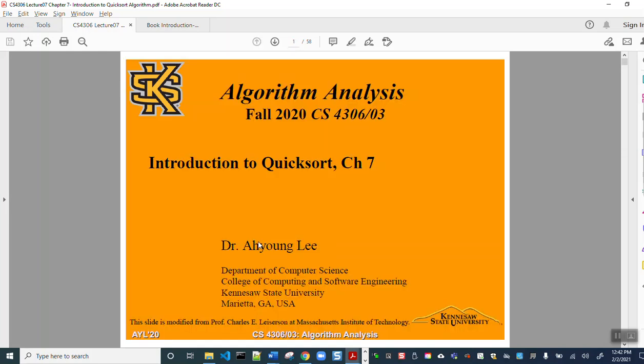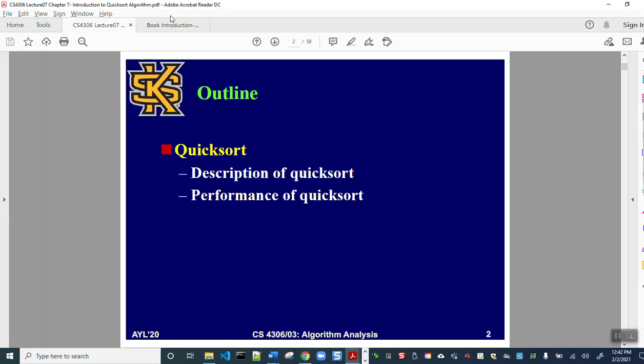So I'm trying to go to the book. Actually my computer is not working.